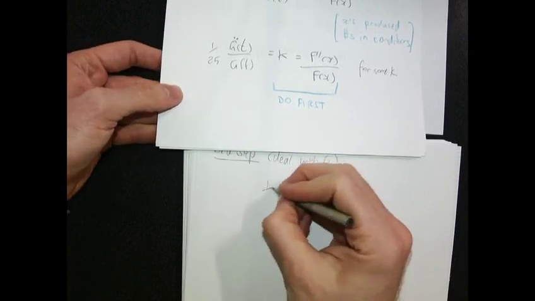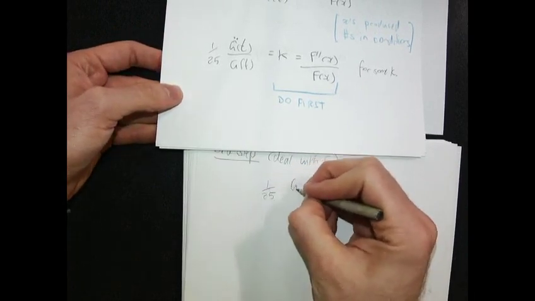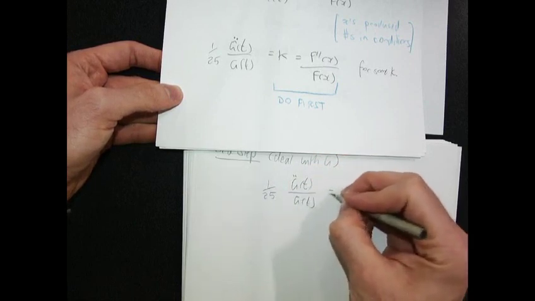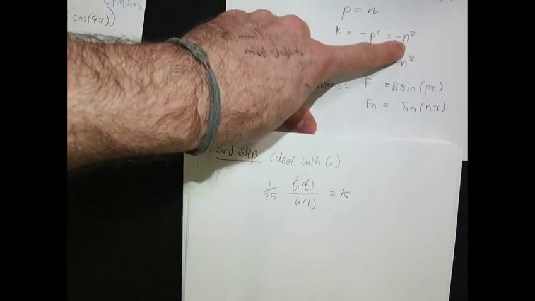So I have that 1 over 25 g double dot t over g of t equals k. But the point is that k, we just figured out what k was. K is minus n squared.